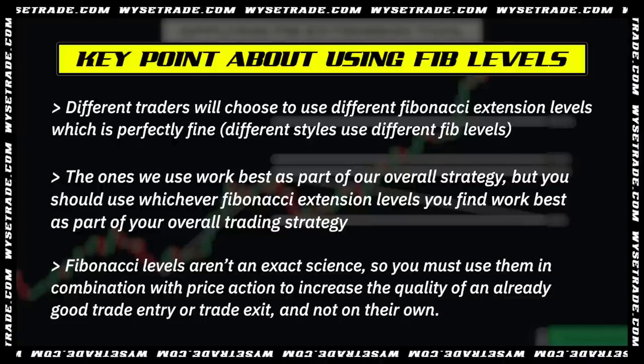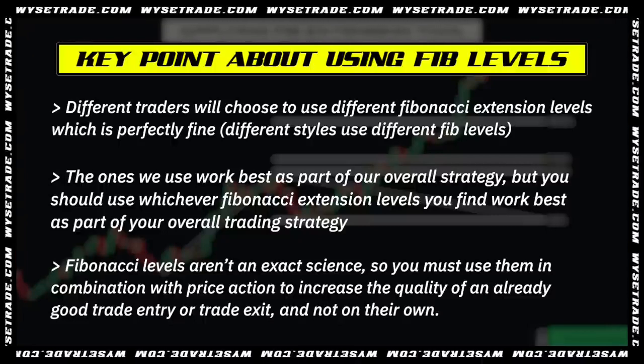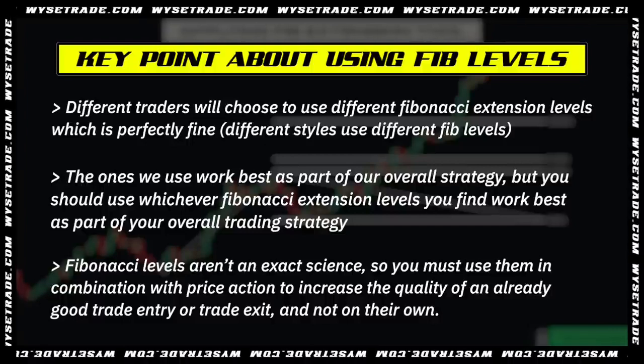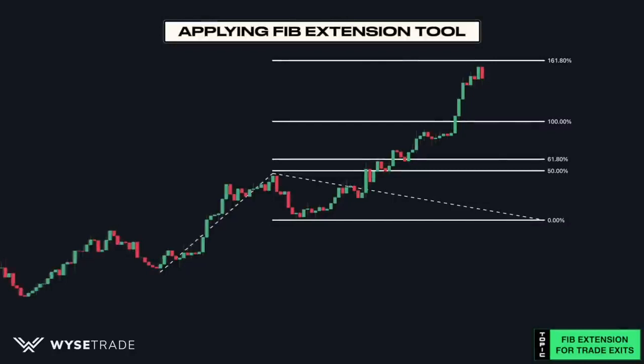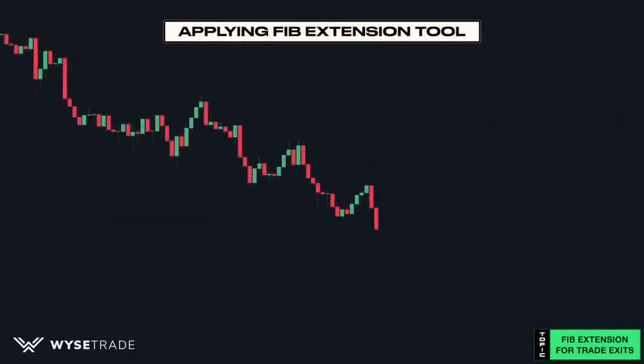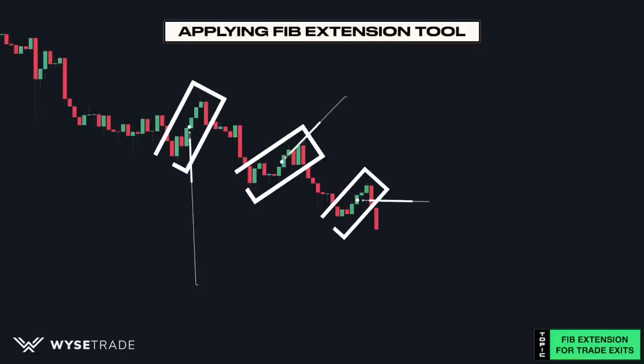Fibonacci levels aren't an exact science, so you must use them in combination with price action to increase the quality of an already good trade entry or trade exit, and not on their own. So in the opposite direction, in a downtrend, you have your impulse moves here, and your corrective moves here.